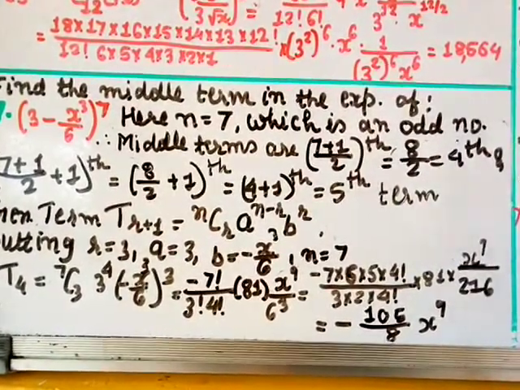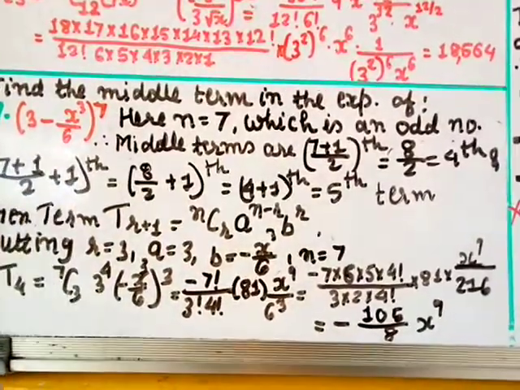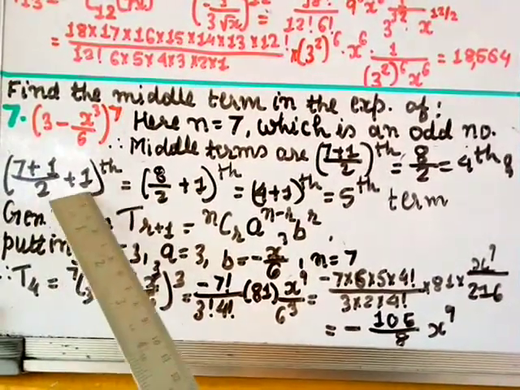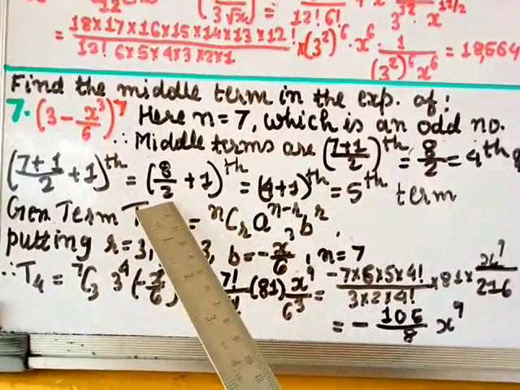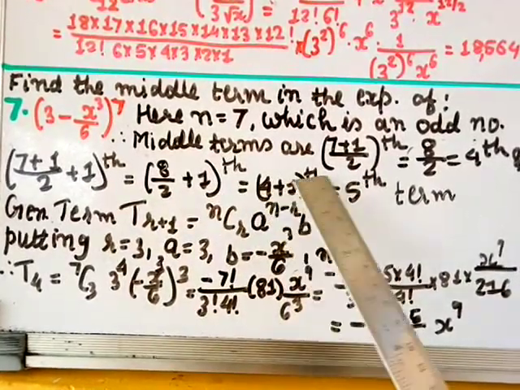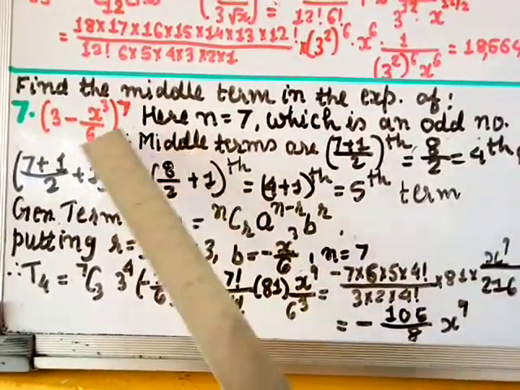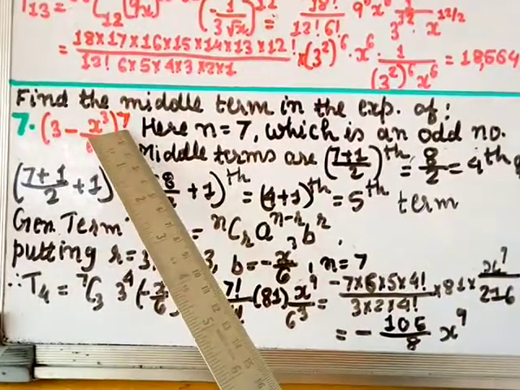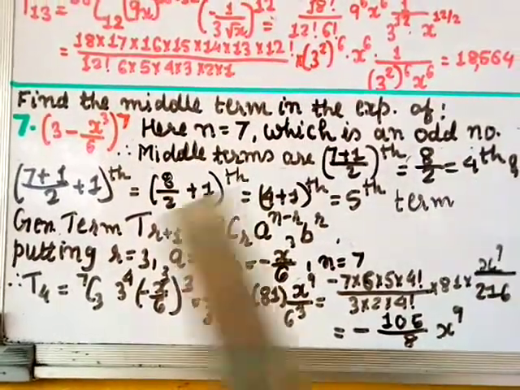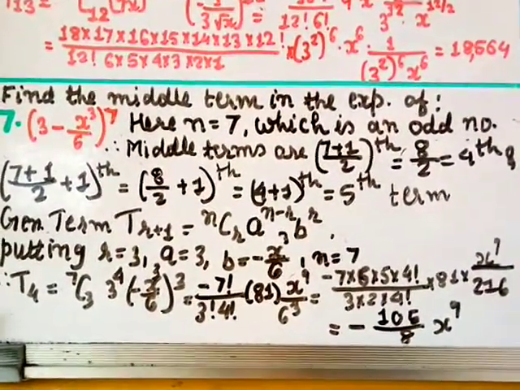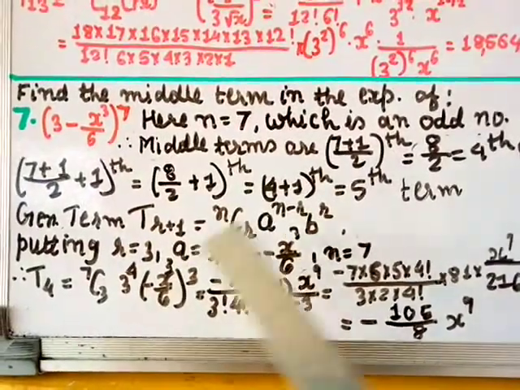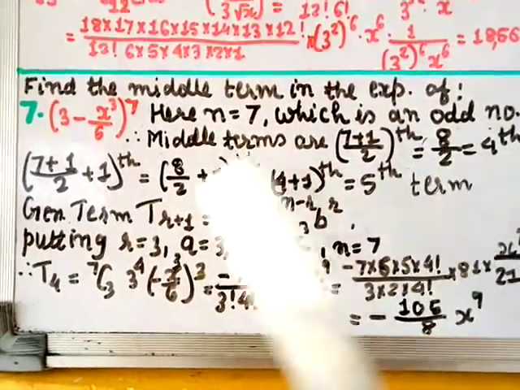And the next term, that is the ((7 + 1)/2 + 1)th term: 7 plus 1 is 8 by 2 plus 1, that is 4 plus 1, the 5th term. So when n is an odd number, you get 2 middle terms, and if it is even, then it is only 1. So here the 4th and the 5th terms will be the middle terms.